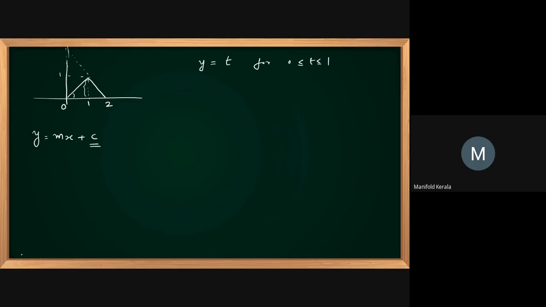Okay, c is the point where the line cuts the axis and m is the slope. And this is the time axis, so x becomes t. Negative slope, minus 1 is the slope, so minus t plus the y-intercept. If I extend this line, it will touch 2, so the y-intercept is 2. So this is the relation for t between 1 and 2, correct? So this is the equation for the given graph.